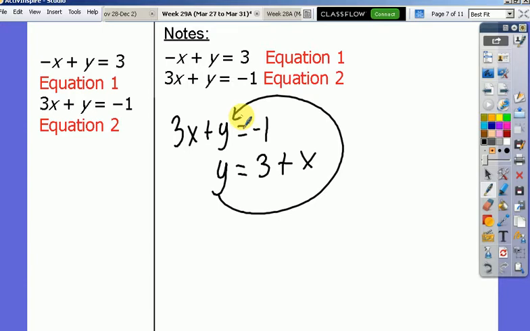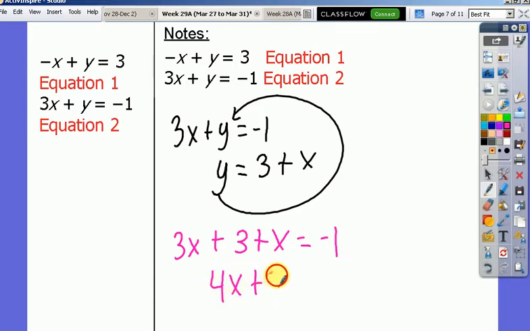Okay, so now we're going to substitute and we're going to end up with, let's see, 3x plus 3 plus x equals negative 1. Everybody with me so far? Yes. Okay, now what do I do? Add x and 3x. Yep. Okay, it's the same people that are answering it because it's those people that are paying attention. Okay? 4x plus 3 equals negative 1.